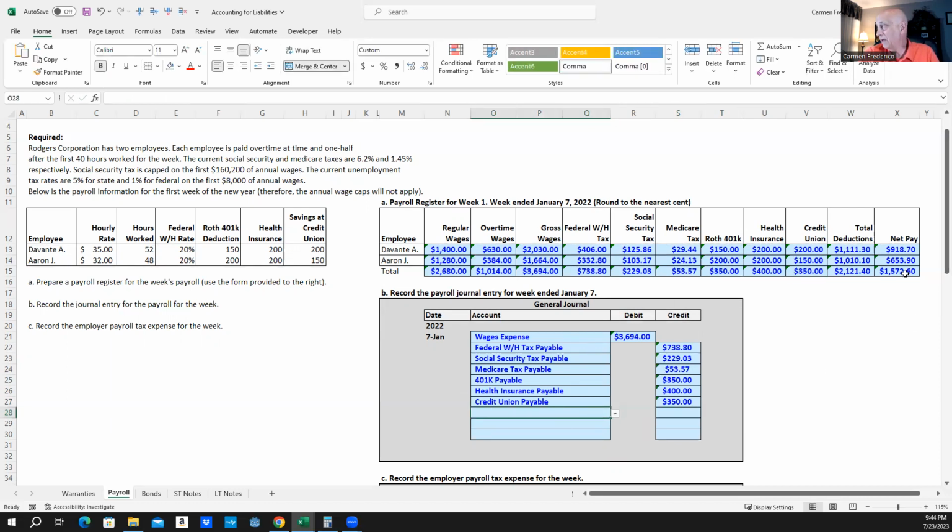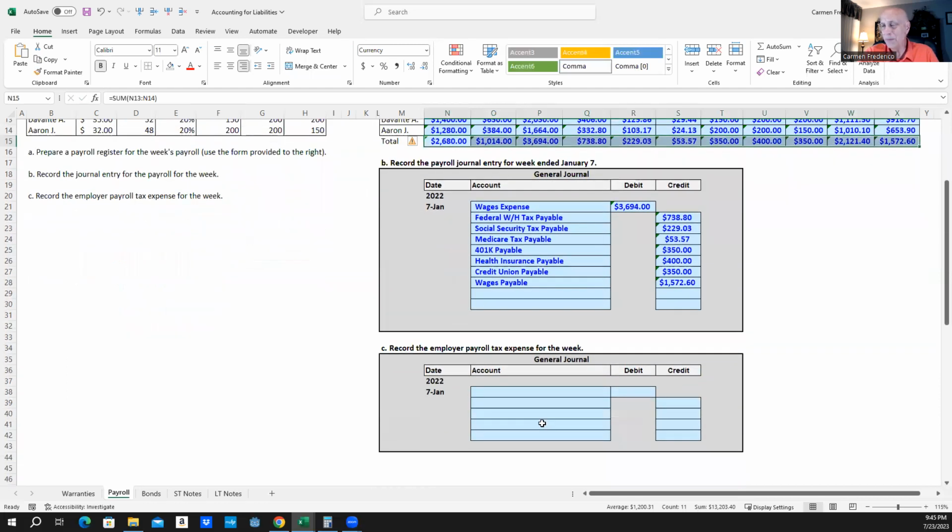And then we have to credit wages payable for the amount of the take-home pay. This is the amount that needs to be in the checking account to satisfy all the checks as they clear, two checks as they clear. One check for $918.70 and one for $653.90. Checks or direct deposit. Typically it's direct deposit. Okay, so that's the entry. We've just journalized all of these accounts into our first payroll entry.